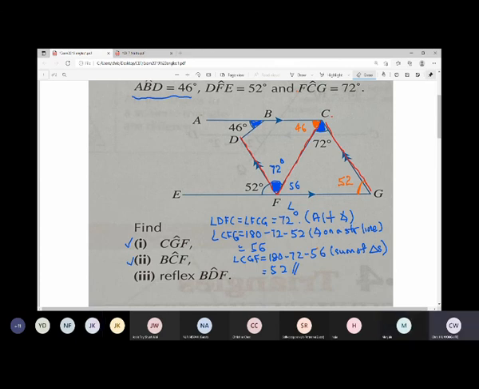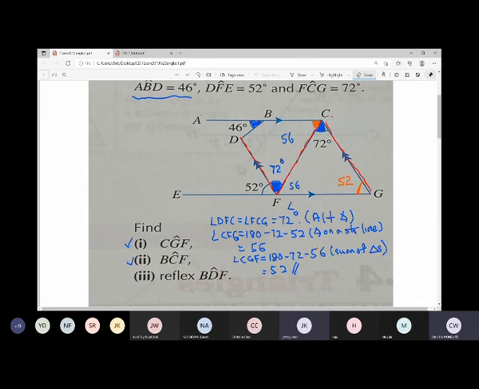Sir. Yeah. Jeffrey, yes. I think it's a corresponding angle. BCF is 56. You think it's 56? Because ABC is parallel to EFG. Correct. So angle GFC is 56. Yes, correct. You're right. You're right.